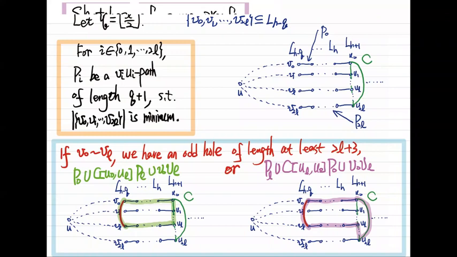Either the hole consists of the path p0 and pl and the edge v0 vl, and then a segment of C from u0 to ul along u0, u1, u2 to ul, or the hole consists of p0, pl, and the edge v0 vl and the other segment of C. It depends on the parity of L which one is an odd hole. So we can suppose that v0, vl is not an edge.